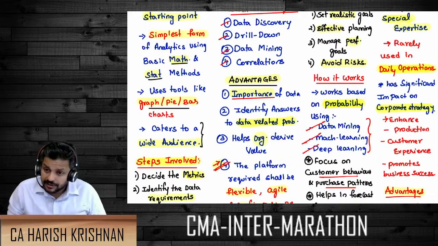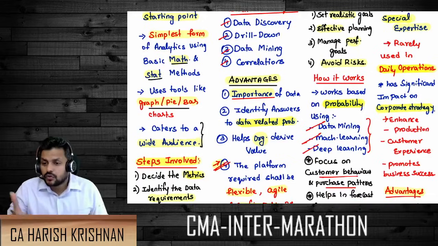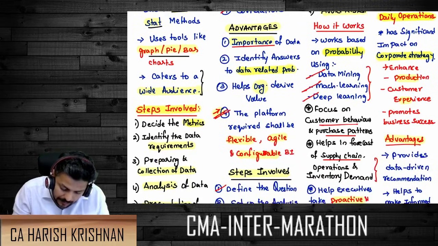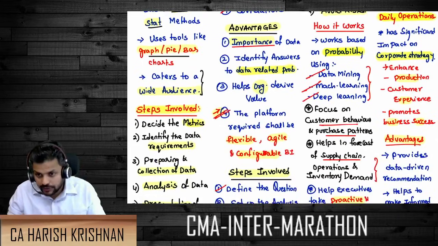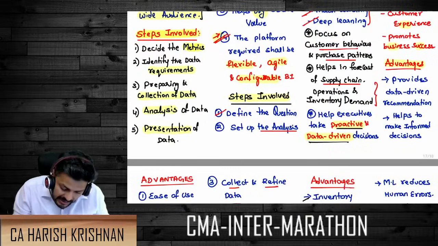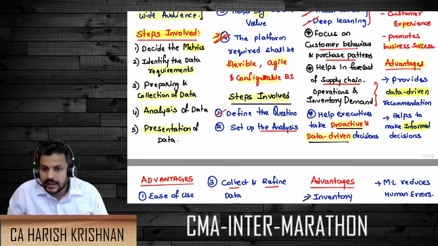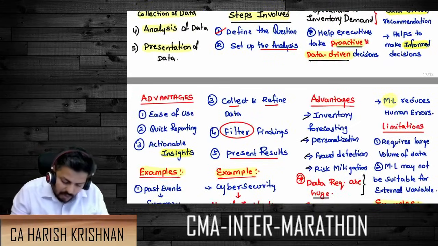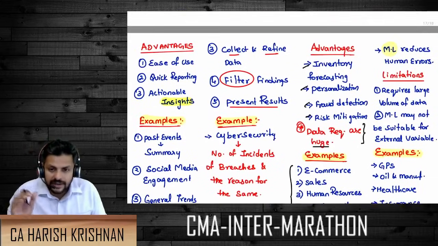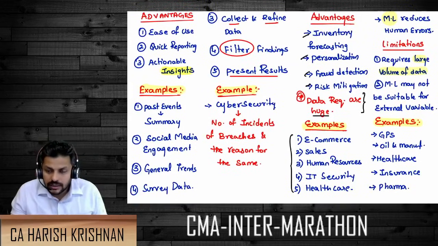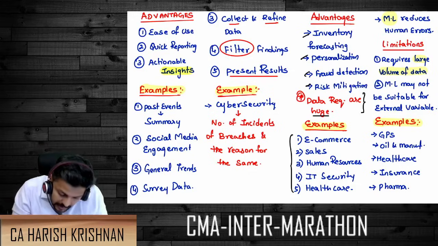Today machine learning and deep learning techniques are definitely used for prescriptive analytics. It enhances the customer experience and promotes business success also, if it goes right. It provides a data-driven recommendation, not a random one, helps you make informed decisions, and machine learning reduces the amount of human errors, no doubt in that. Having said all of that, it again requires a large volume of data. And machine learning may also be suitable for external variables.